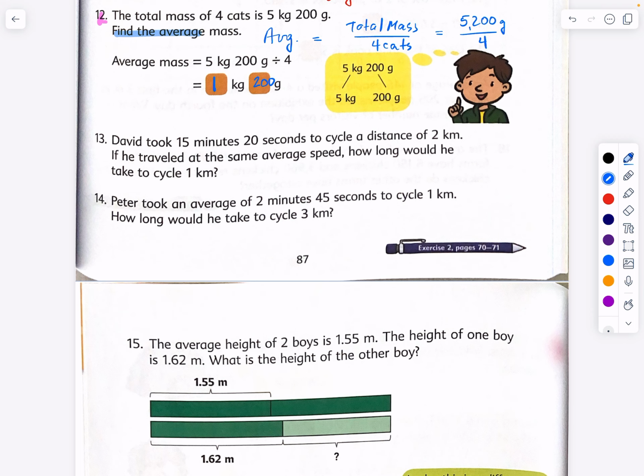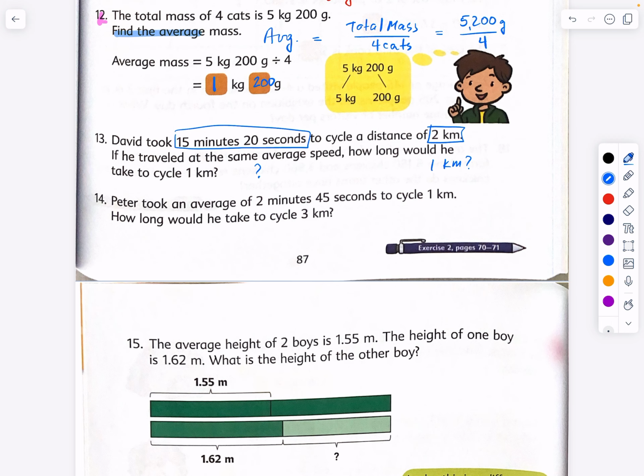David took 15 minutes, 20 seconds to cycle 2 kilometers. If he traveled at the same average speed, how long would he take to cycle 1 kilometer? Again, we know how long it takes to travel 2 kilometers. How long would it take to travel 1 kilometer? Well, we see it's twice as short, right? So we take the total and divide it by 2.